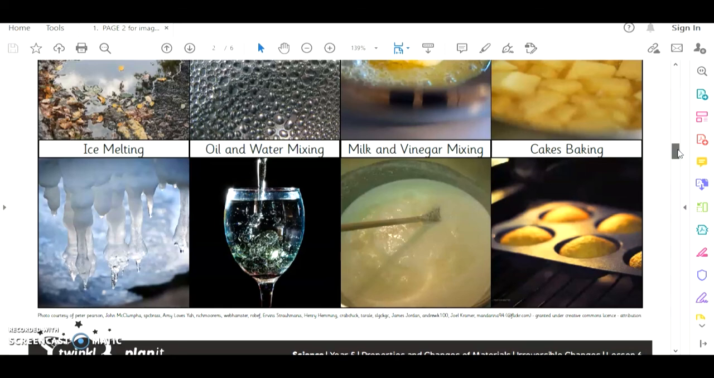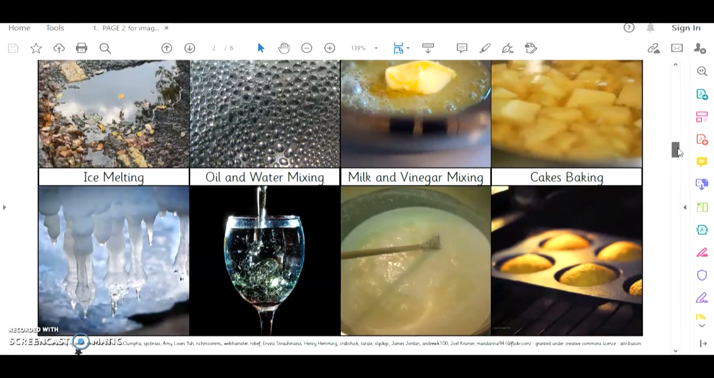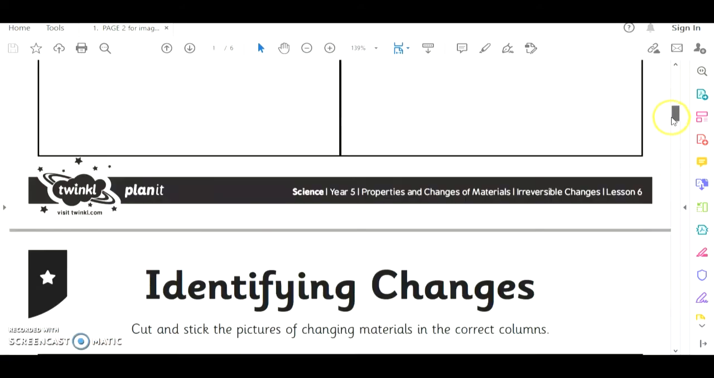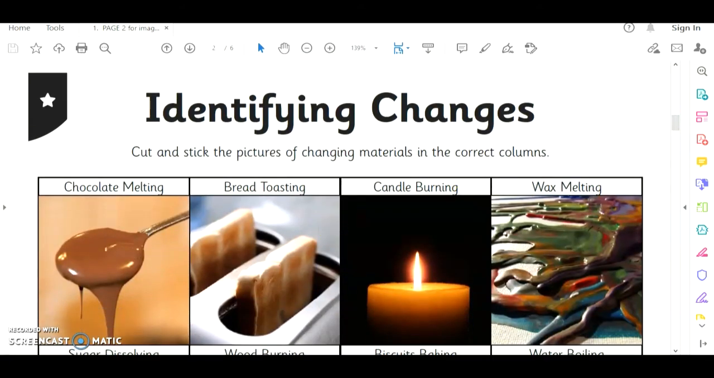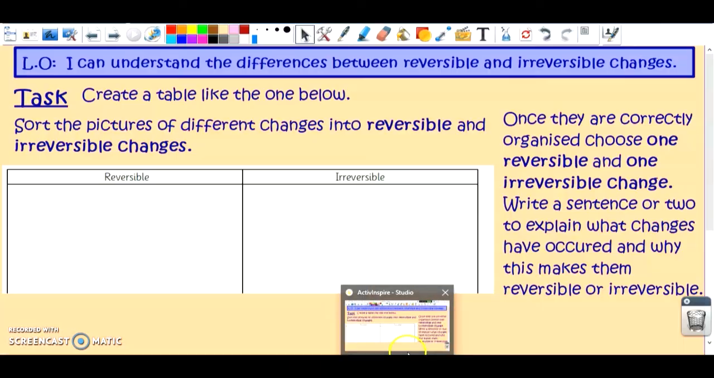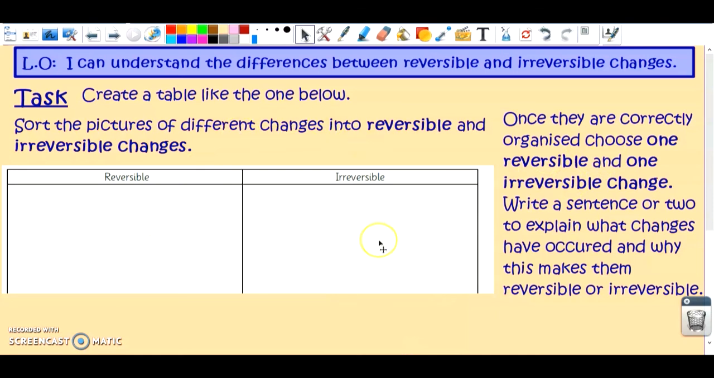So I'd like you to have a little bit of a look. You can either print these off and organise them into your table, or again, you might just want to write the words into the table yourself. Once you have had a go at organising them into the table, you need to then decide on one reversible and one irreversible change and write a sentence or two to explain what changes have occurred and why this makes them reversible or irreversible.